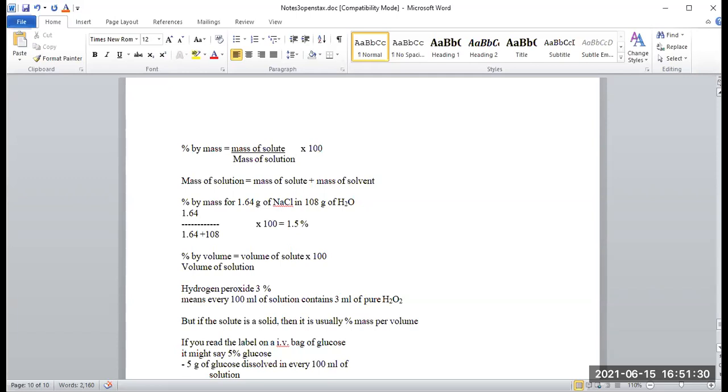If I had 1.64 grams of salt, and I put it in kind of a weird amount of water of 108 grams. Make sure you are adding your two numbers on the bottom, the 1.64 and the 108. Finish out your division and then multiply by 100. This will give you 1.5%.